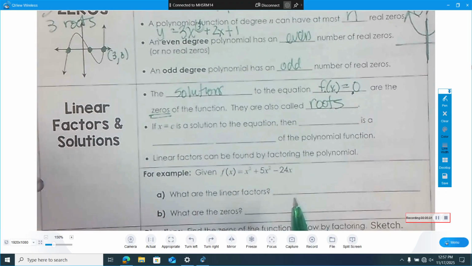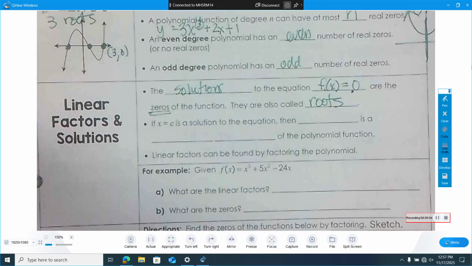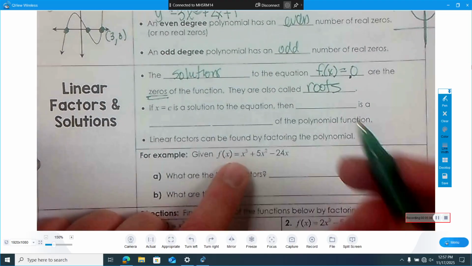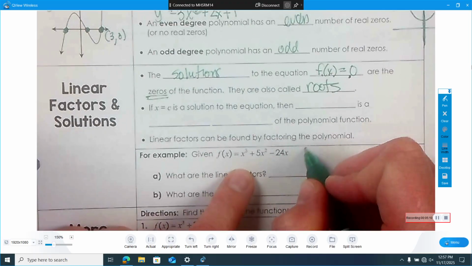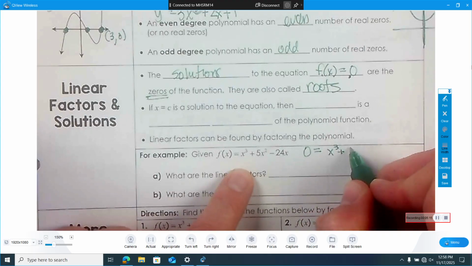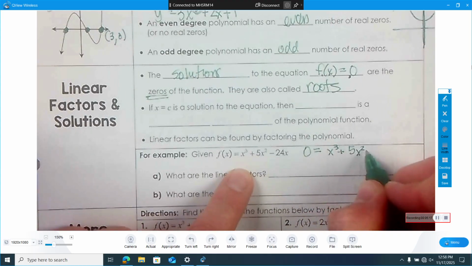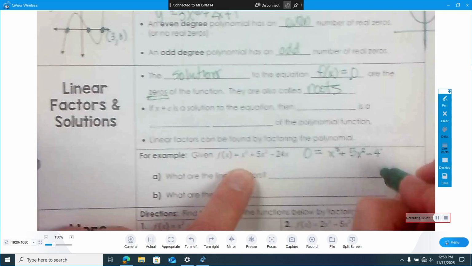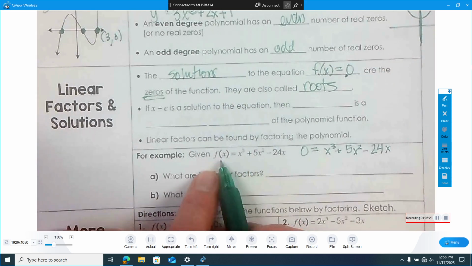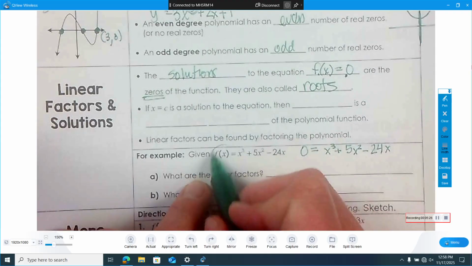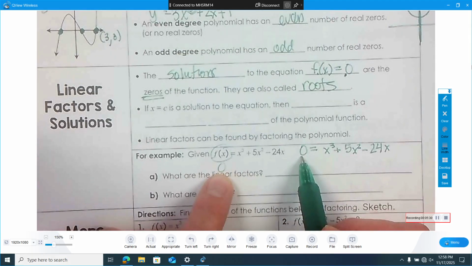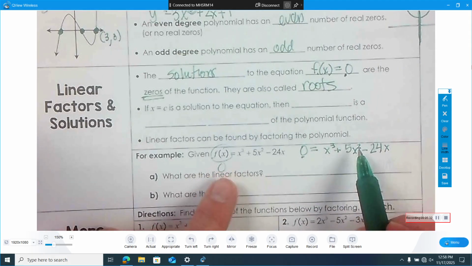Let's see. So here, for example, we have this polynomial, and what we want to do is set it equal to 0 so that we can figure out what the roots are. So what we're doing is we're taking f of x and we're setting it equal to 0, because what that means is, hey, if the y value is 0, we're going to figure out what all the x's are that make it 0.